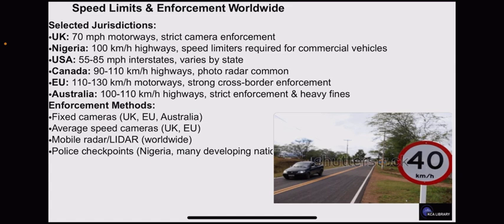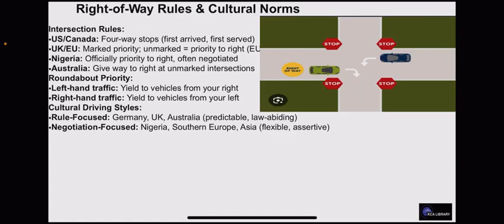So this is mostly done, let's take Nigeria as an example. You'd have seen the speed limits on the roadside when you are moving. And then we have police checkpoints to confirm that. So let's move on to the next subtopic, where we have right of way rules and cultural norms.